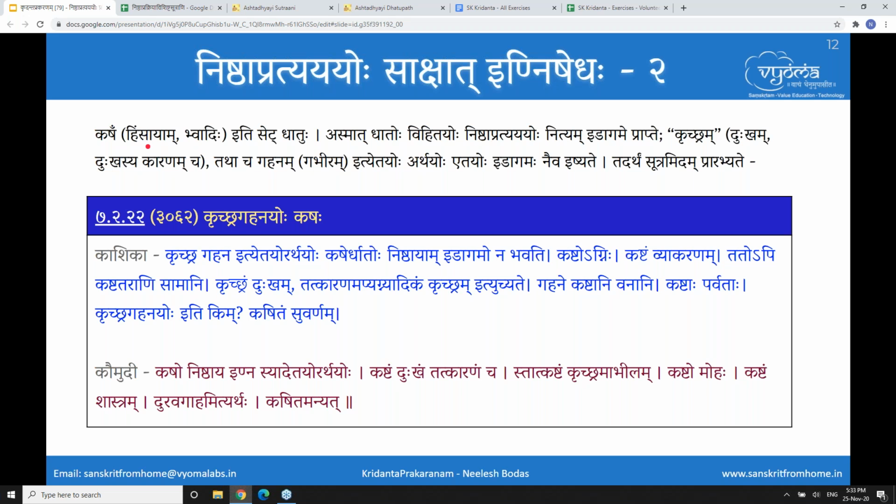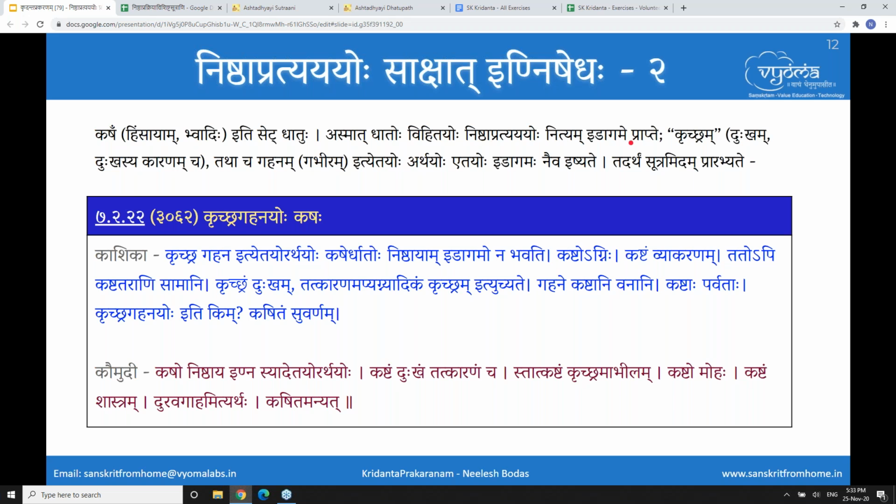Then a niyama was made that only in a certain meaning that idagama will be blocked. Now here what is happening? Idagama is again compulsorily given because it is a set dhatu. Kasha himsayam iti set dhatuhu asmad dhato idagamaha nityam vidhiyate. Asmad dhato nishtha pratyayo vihita asmad dhatoho vihitayoho nishtha pratyayo idagama nityam bhavati.